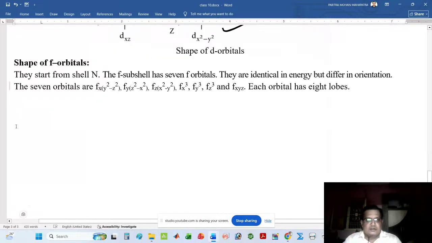Next, I have also given some hints regarding the f orbitals. There are seven f orbitals: fx(y square minus z square), fy(z square minus x square), fz(x square minus y square), fx cube, fy cube, fz cube, and the last is fxyz. Each f orbital has eight lobes.